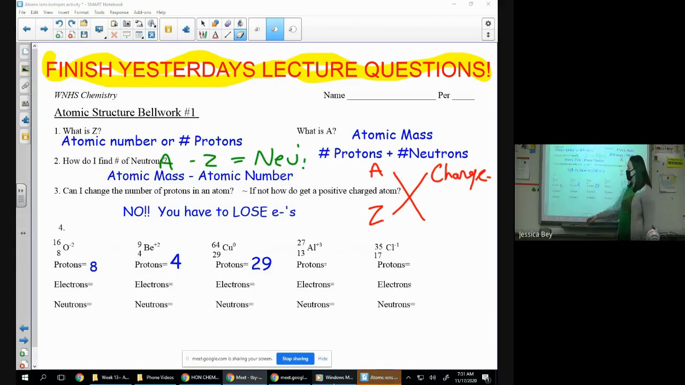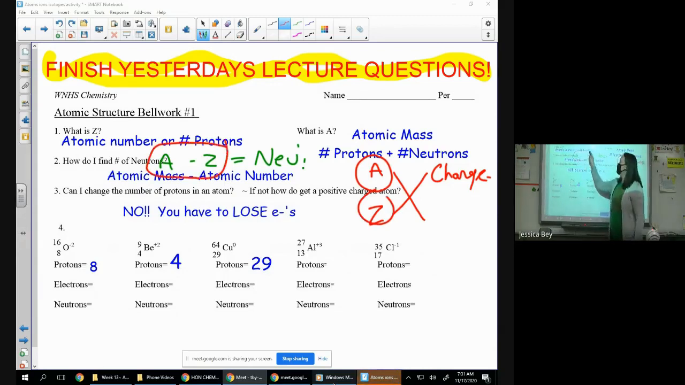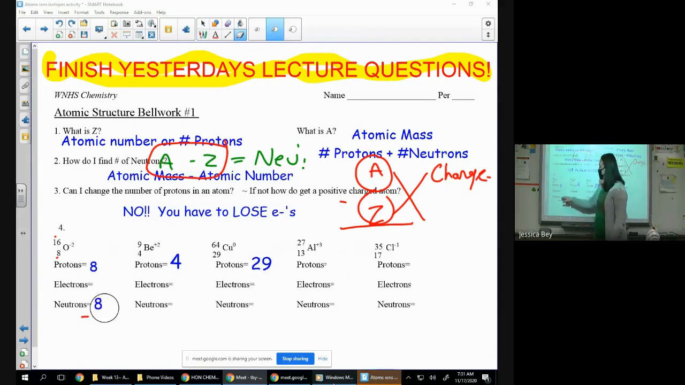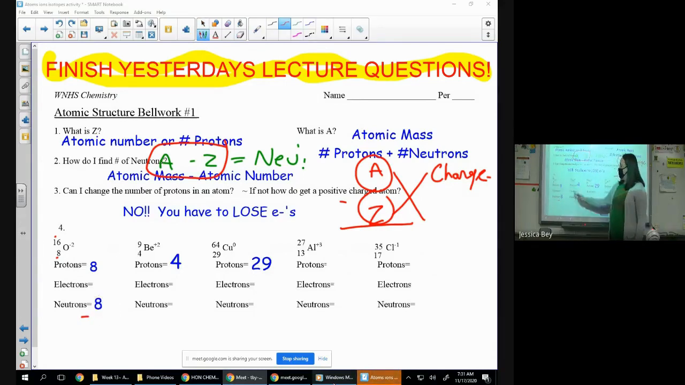I think it's easy. The reason why they set it up, A over Z, is, again, A minus Z gives you neutrons. So you just do a subtraction problem. If I want neutrons, 16 minus 8 simply gives me 8 neutrons. 9 minus 4 gives me 5 neutrons. Okay. Wonderful. Then figuring out electrons is a little bit more challenging.